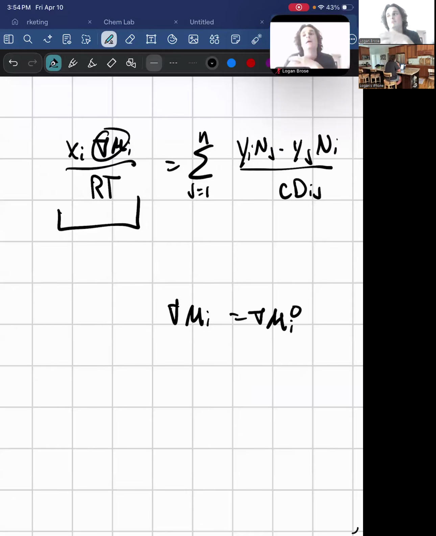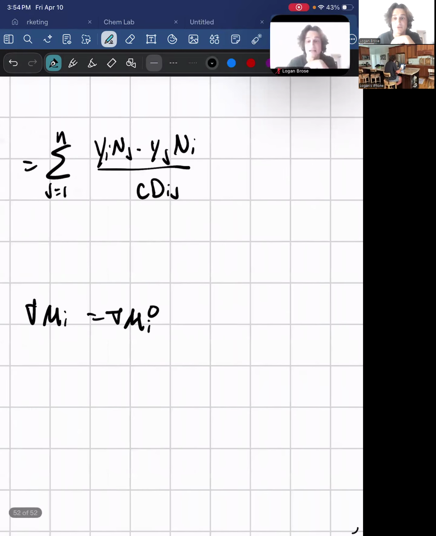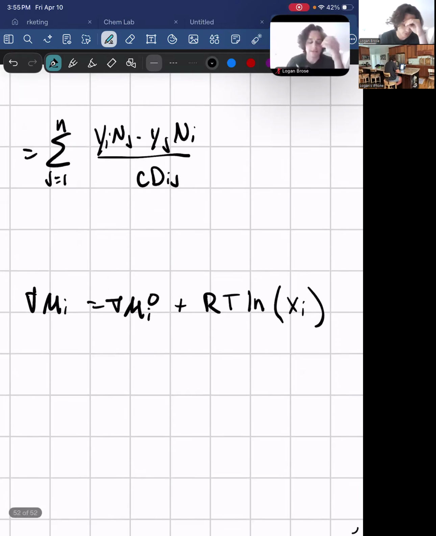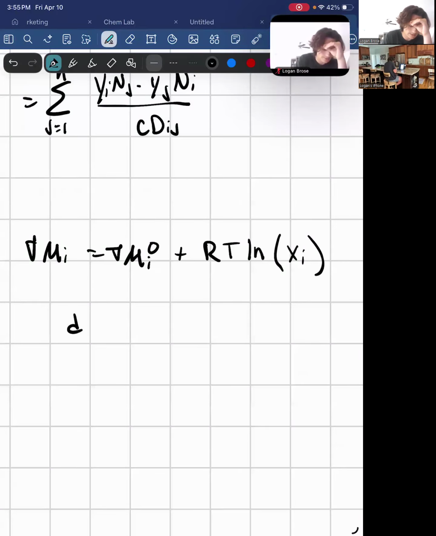But 90% of the time, or however often, that's not the case. So how do we remedy that? We have to multiply by our gas constant, our temperature, and then the natural log of our molar fraction. And when we look at this, we know that the gradient's the driving force. So what's the driving force? It's just going to be our d over dz.